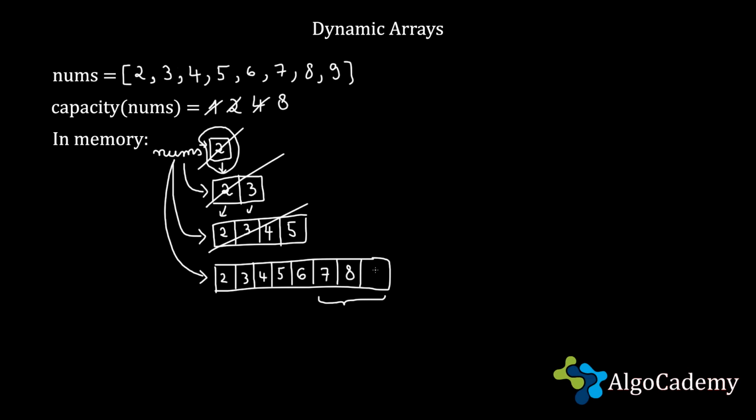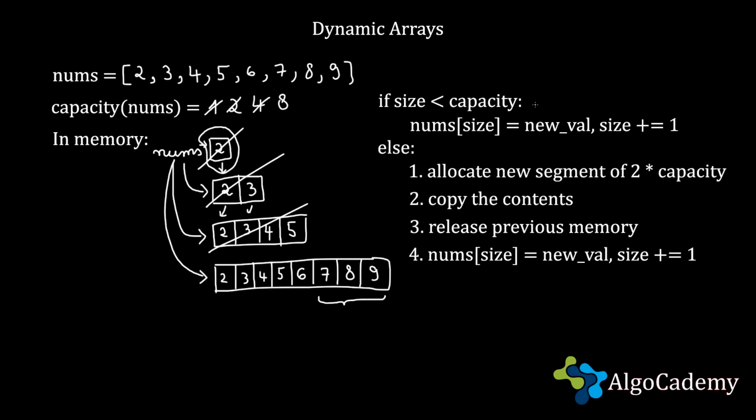For each of these new elements, I already have the memory to store them. And this is what happens behind the scenes each time we push a new element into a dynamic array. If the size of the array is less than its capacity, which means we still have some unused memory, at least for storing one more value, then this is what we are going to do: nums of size becomes equal to the new value, and of course the size of the array is getting incremented.